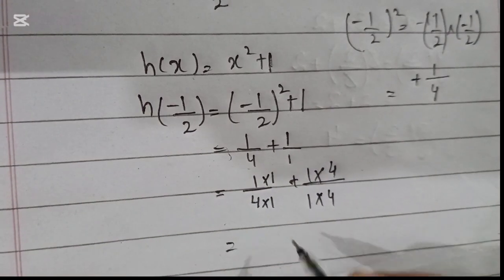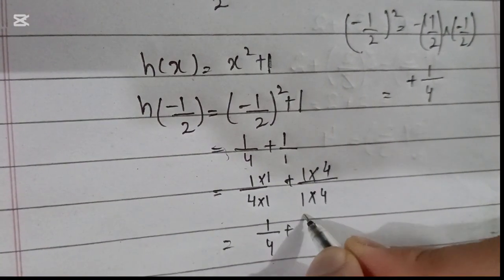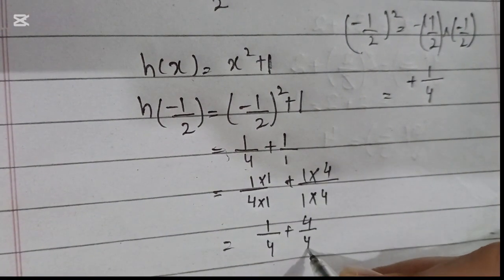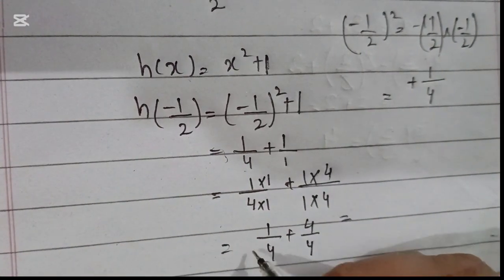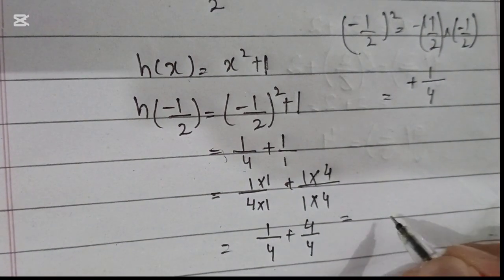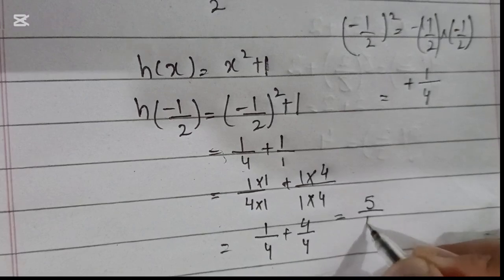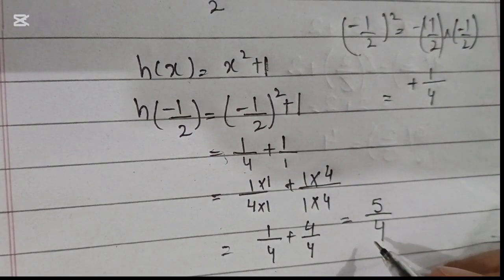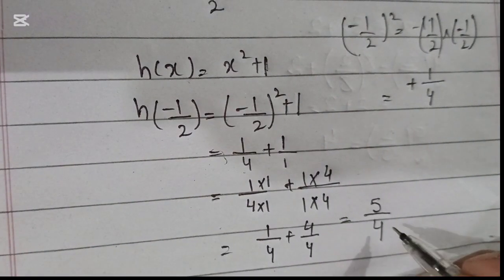The next step it becomes 1/4 plus 4/4, which is equal to, अब इसको कंबाइंड फ्रैक्शनल फॉर्म में लिख देंगे. 1 + 4 is equal to 5/4. Our required answer of h(minus 1/2) is equal to 5/4.